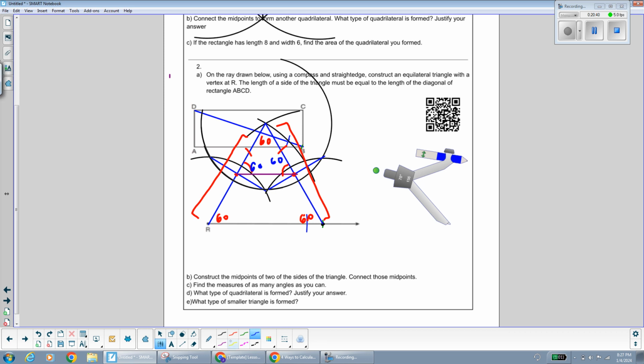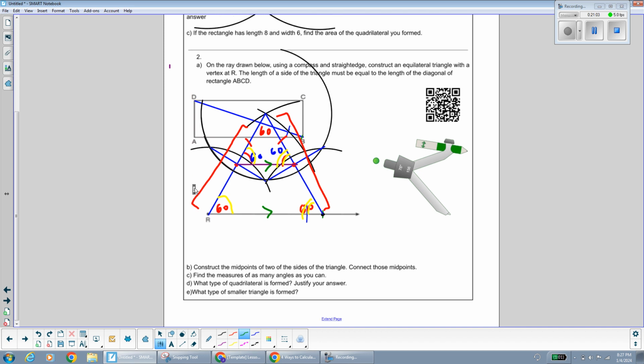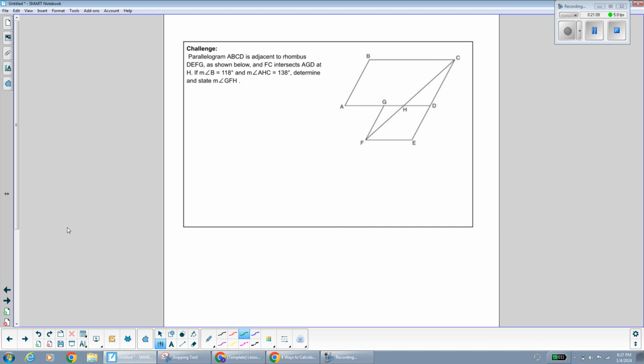Notice we have congruent corresponding angles, and that proves that we have parallel lines. So what we have here at the bottom, this quadrilateral, is a trapezoid because it has one pair of parallel sides. We're going to take a look at one more question. It's the last one over here.